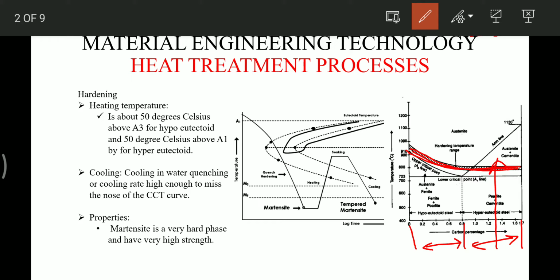Then for the cooling, the rate of cooling should be high enough to miss the nose of the CCT curve. As you can see, this is the cooling curve in the CCT diagram for the hardening process. Basically, martensite is formed by the hardening process. Martensite microstructure is a very hard phase and has very high strength. So this is what the hardening process is all about.